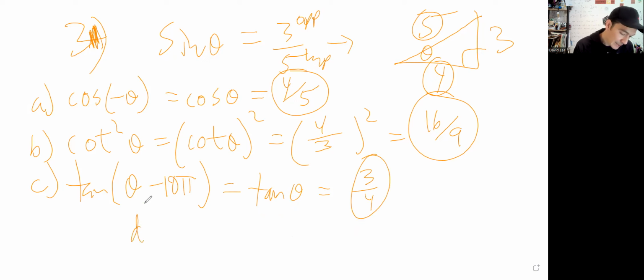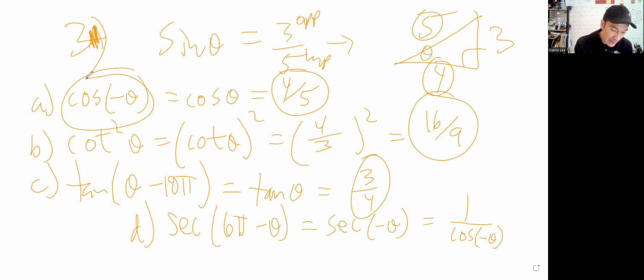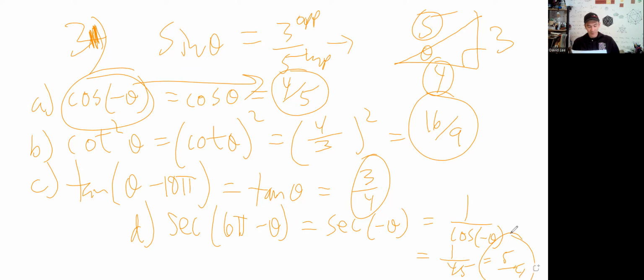And then finally, part D, we have the secant of 6 pi minus theta. Here, if you add or subtract an even multiple of pi, it cancels for sine, cosine, tangent, and all of their reciprocals. So the 6 pi can basically go away, and we're just left with secant of negative theta. That's the same as 1 over cosine of negative theta. Based on part A, cosine of negative theta equaled 4/5. So this is 1 over 4/5, which cleans up to become 5 over 4. So that's all of number 3.